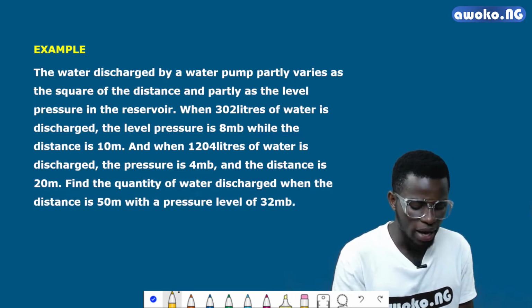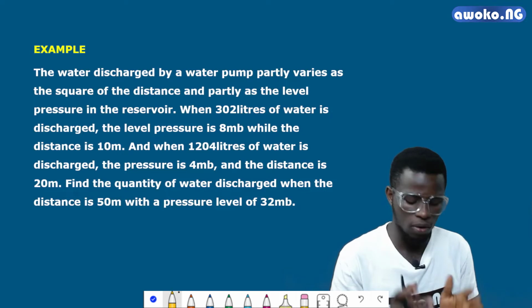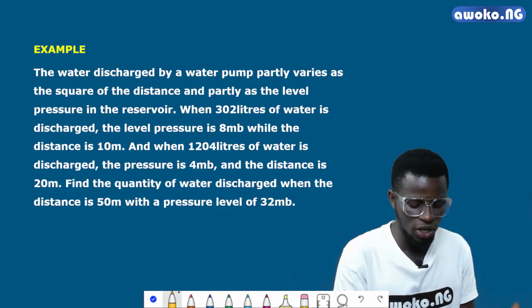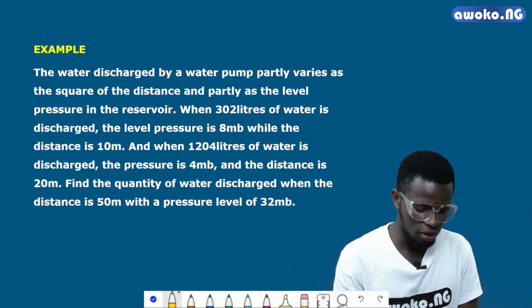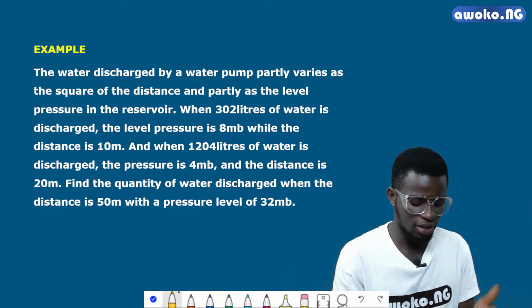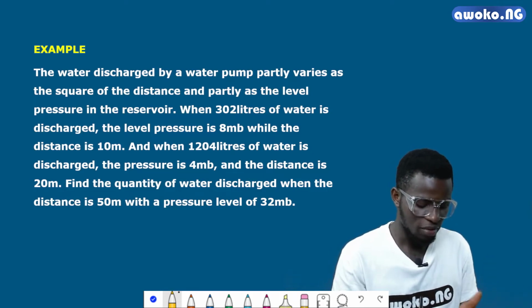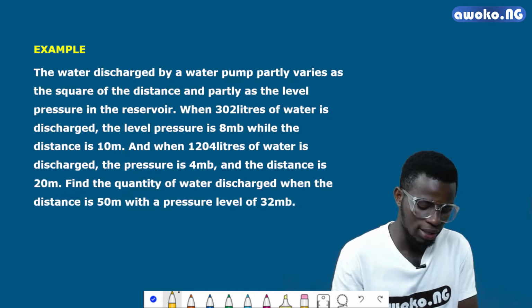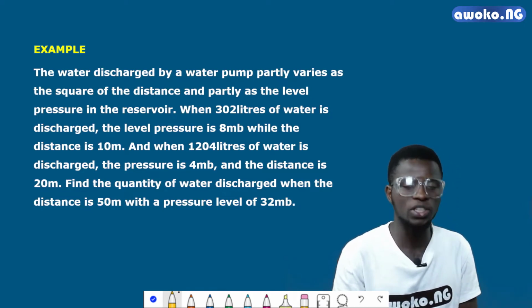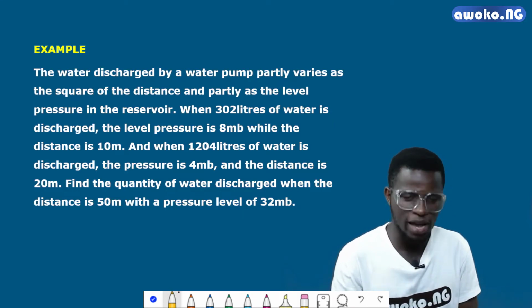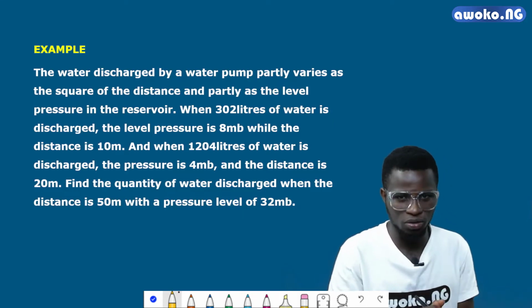Okay? And when 1204 liters of water is discharged, the pressure is 4 MB and the distance is 20 meters. Find the quantity of water discharged when the distance is 50 meters with a pressure level of 32 MB. Let us analyze this question very well.